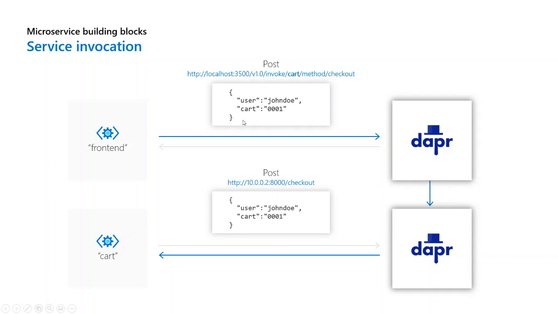And this is a POST request, so we are sending some JSON payload, and Dapr receives this request and then internally makes a POST request to our card service and passes the same data which is received from the front-end application. So this is what service invocation is, and this is what we saw in the previous demo.